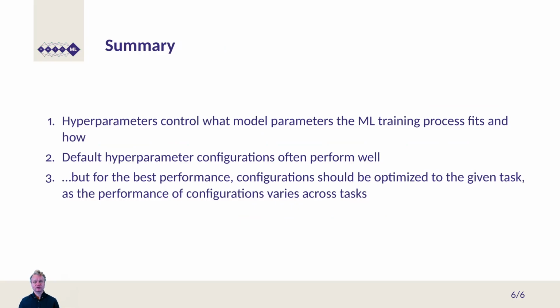So to summarize, hyperparameters control what model parameters the machine learning training process fits and how. Default hyperparameter configurations often perform well in practice, but usually they wouldn't give you the best performance. Instead, you should optimize a configuration for the given task, as the performance of different configurations varies across tasks.